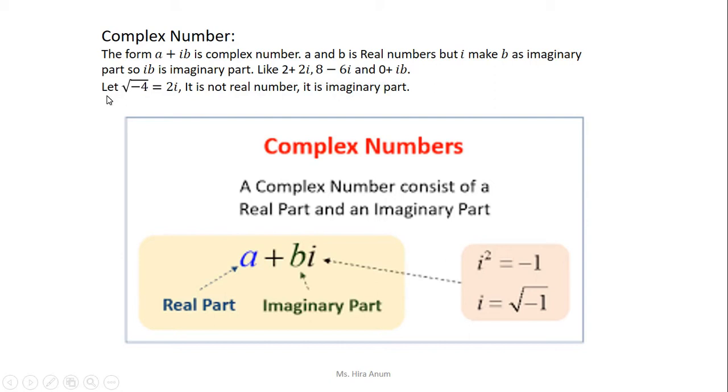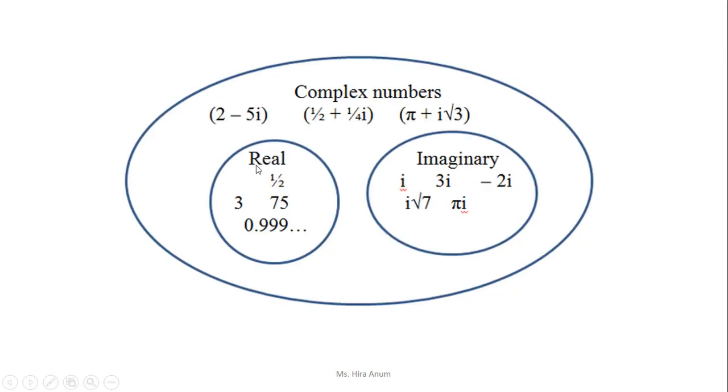Let's take an example. We take radical 4, then we have 2, but if we have radical -4, then we have 2 iota. It is not a real number, it's an imaginary number. The real part is 0 and plus 2 iota, it becomes a complex number. Real and imaginary numbers make a complex number.